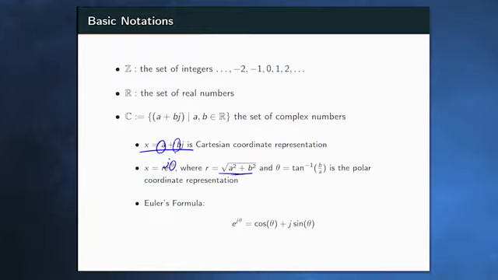We use Euler's formula to go back and forth between Cartesian coordinate and the polar coordinate, and you're going to use Euler's formula throughout the course.